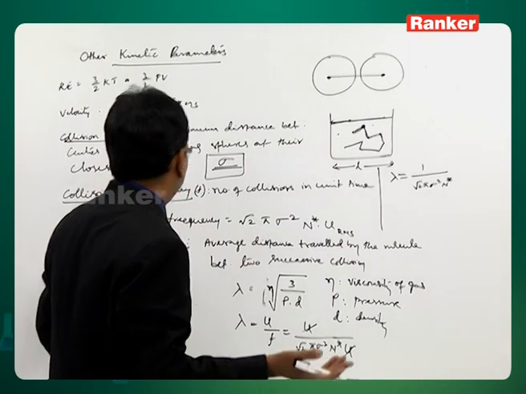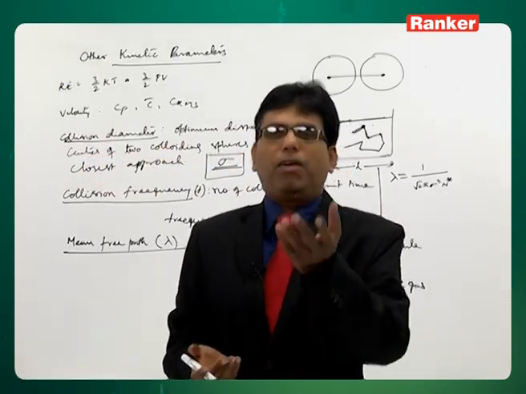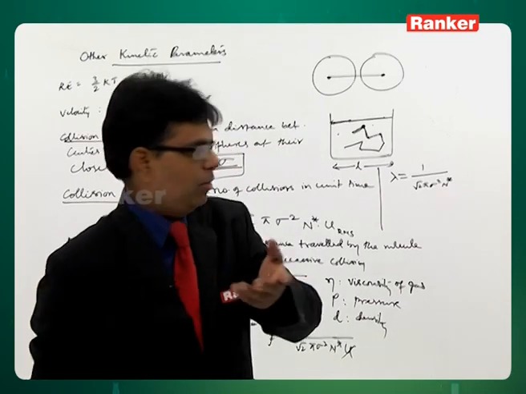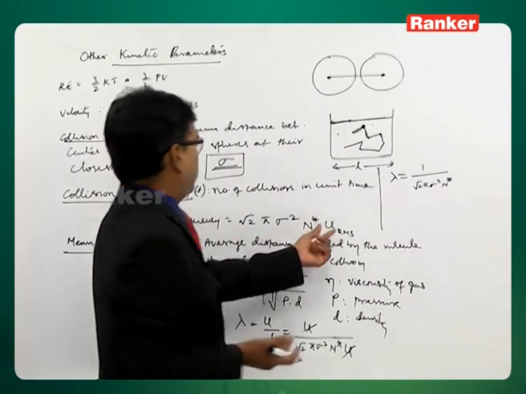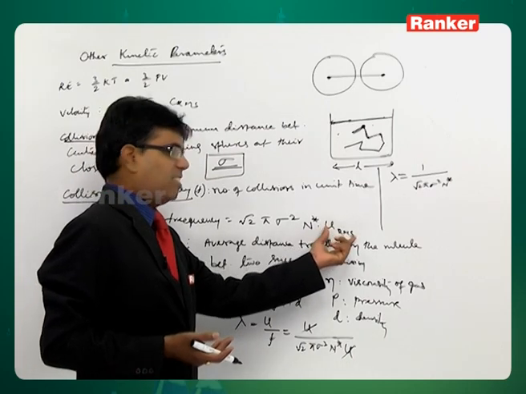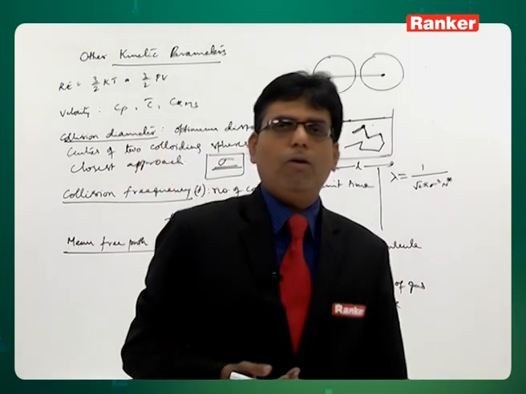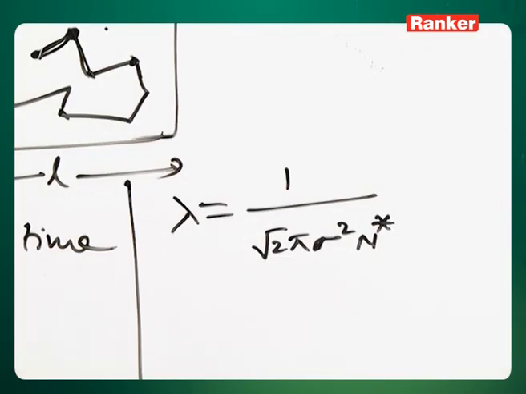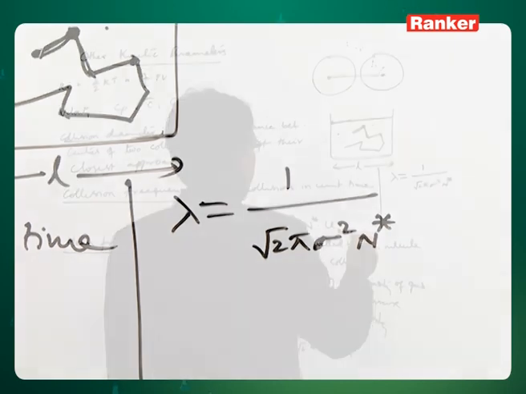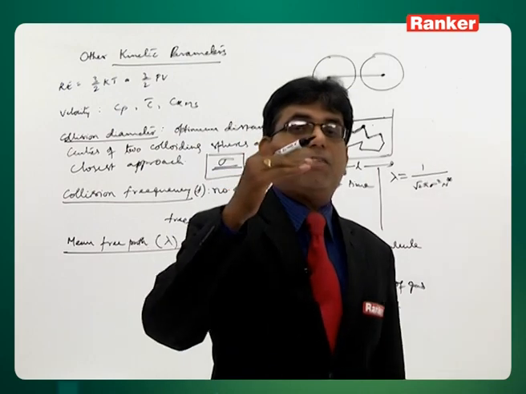So the other way you can say is that collision frequency and mean free path are in inverse relation, right? Only the difference is here you have to multiply with the URMS. So if you consider that being a constant, then lambda is inversely proportional to the collision frequency. Mean free path is inversely proportional to collision frequency.